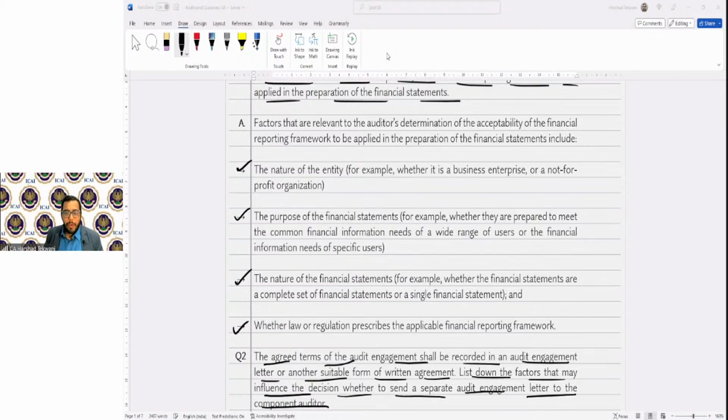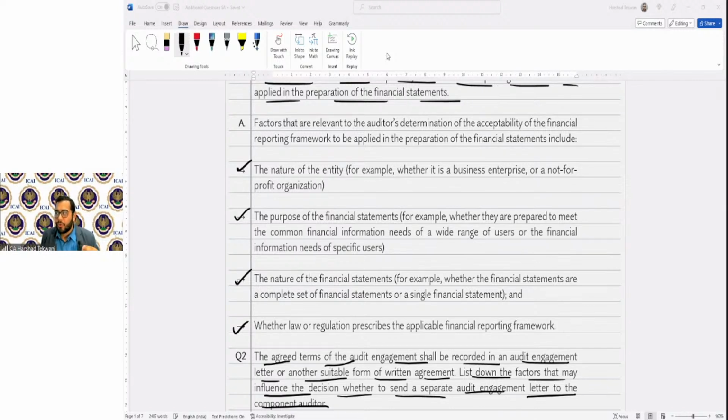Number three, legal requirement in relation to the appointment of the auditor. Is there any legal requirement, or what are the laws and regulations with respect to the appointment of the component auditor? Then degree of ownership by parent, like how much ownership there is for the parent entity in the component particularly. Then comes the degree of independence of the component management from the parent entity. Again, how much influence the parent holds over the component.